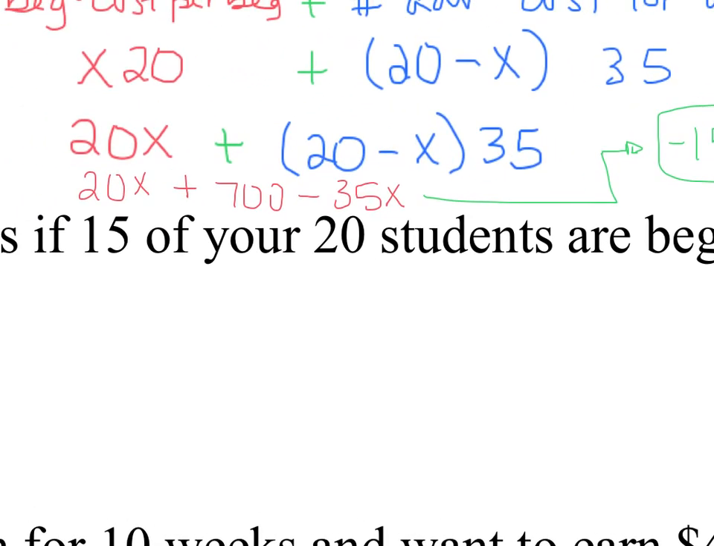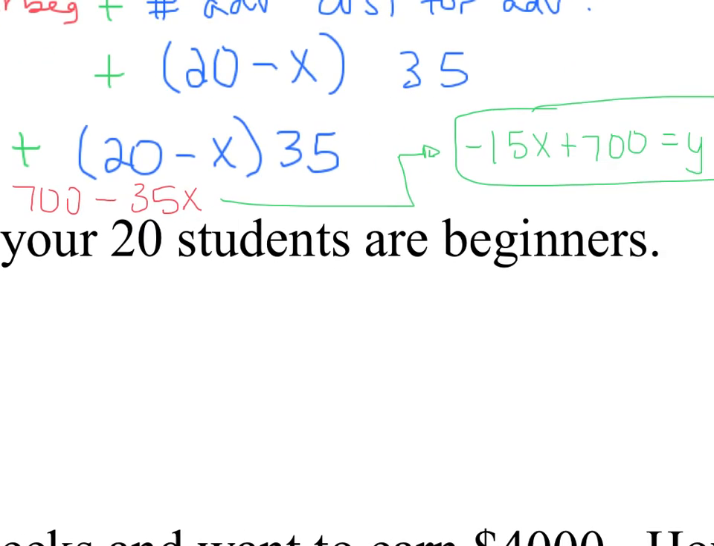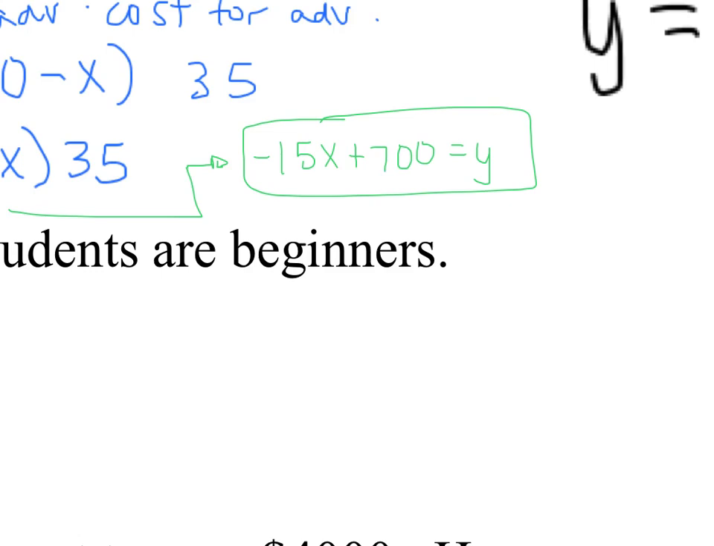So if you distribute, you end up with 35 times 20, which is 700. I just dropped down my 20x, minus 35x. My like terms are 20x, and keep in mind it's negative 35x. Those combine to get a negative 15x plus 700. So that would just be your expression.